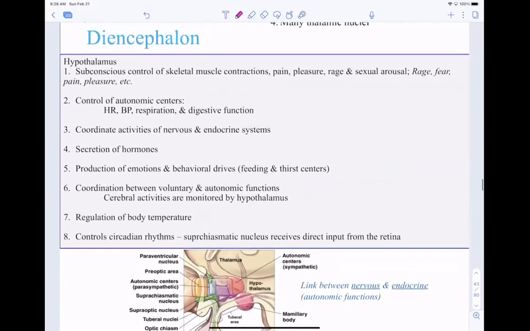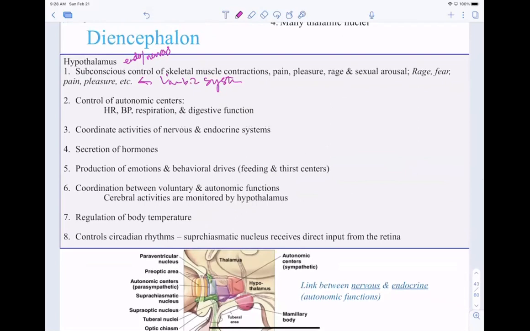Hypothalamus is really part endocrine and part nervous. You have some subconscious control. It's part of the limbic system, right? So this is really limbic system. And the limbic system is its whole coordination of different parts, but those parts are all dealing with emotion, pleasure, pain, rage, fear, so a wide range of emotions.